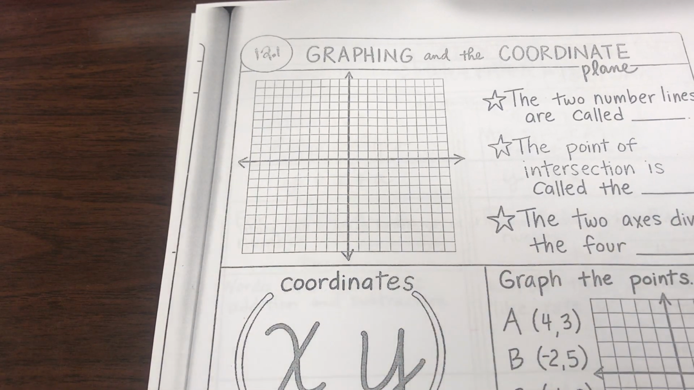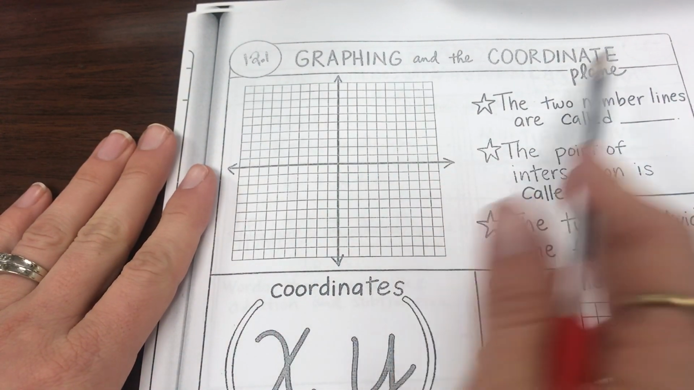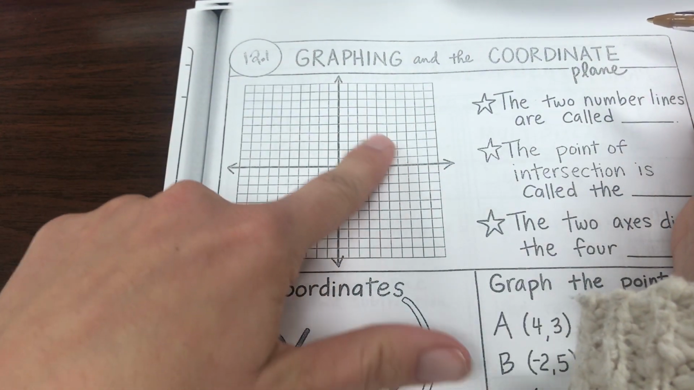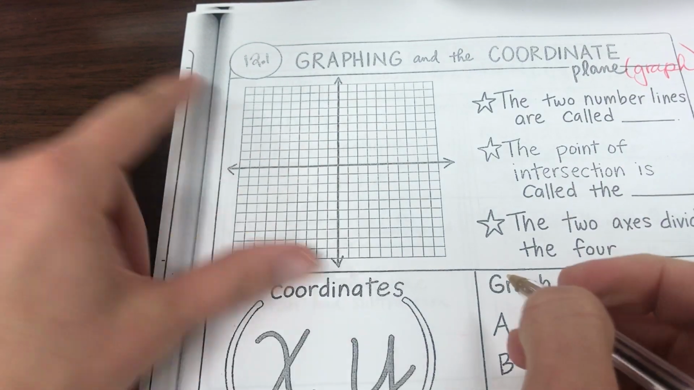All right, we are on page 93 in your journal. So we're going to talk about graphing and the coordinate plane. So this is called a coordinate plane, or it can also be called a coordinate graph.